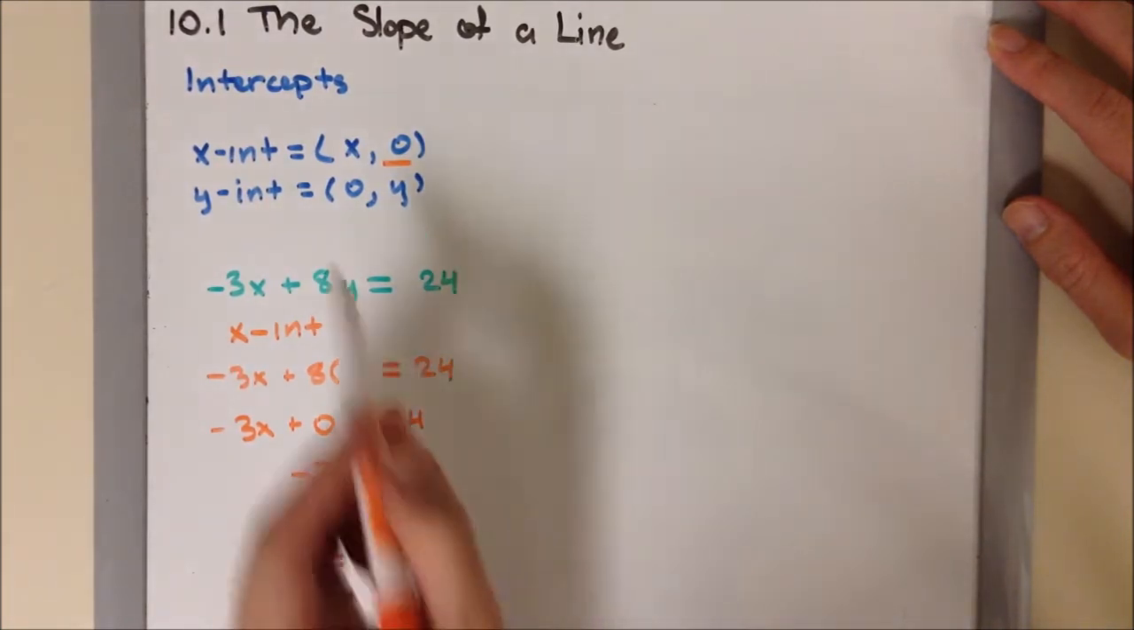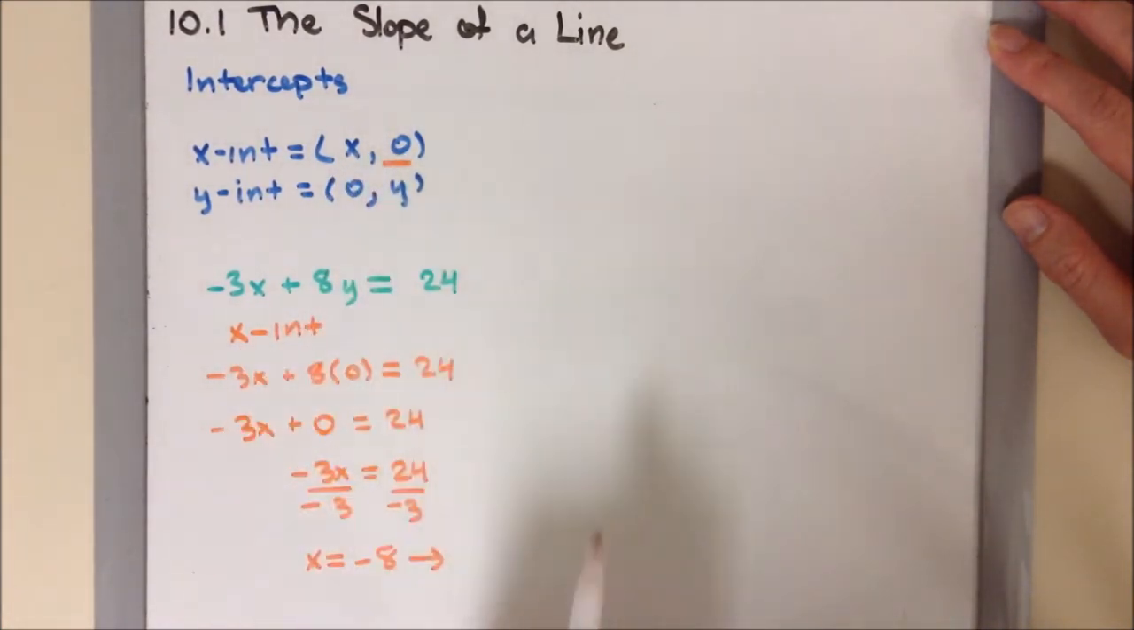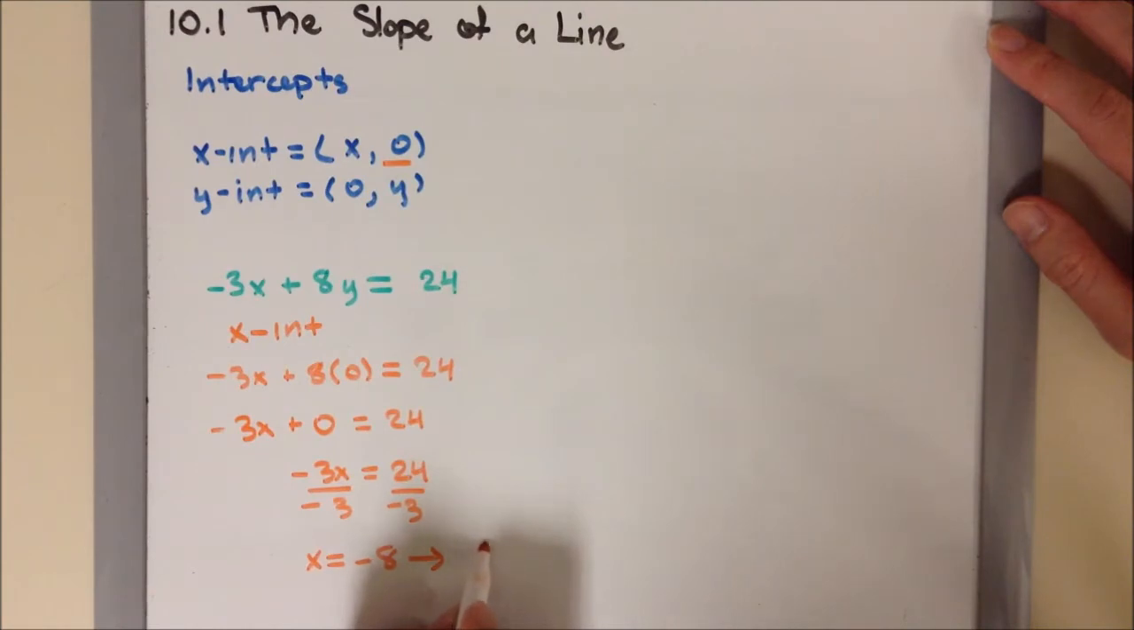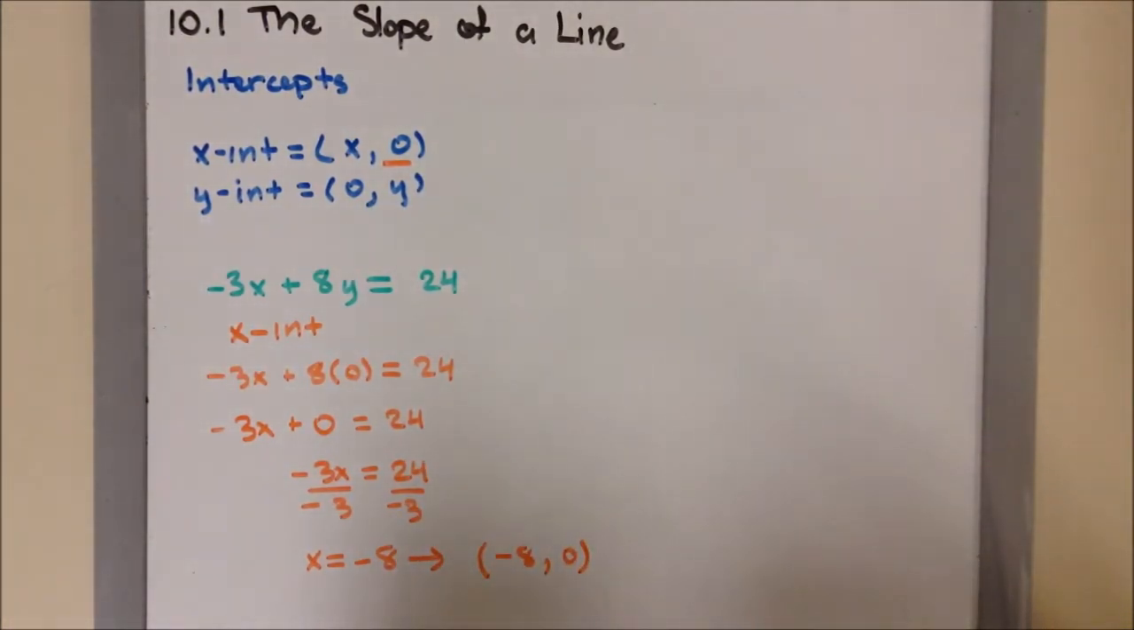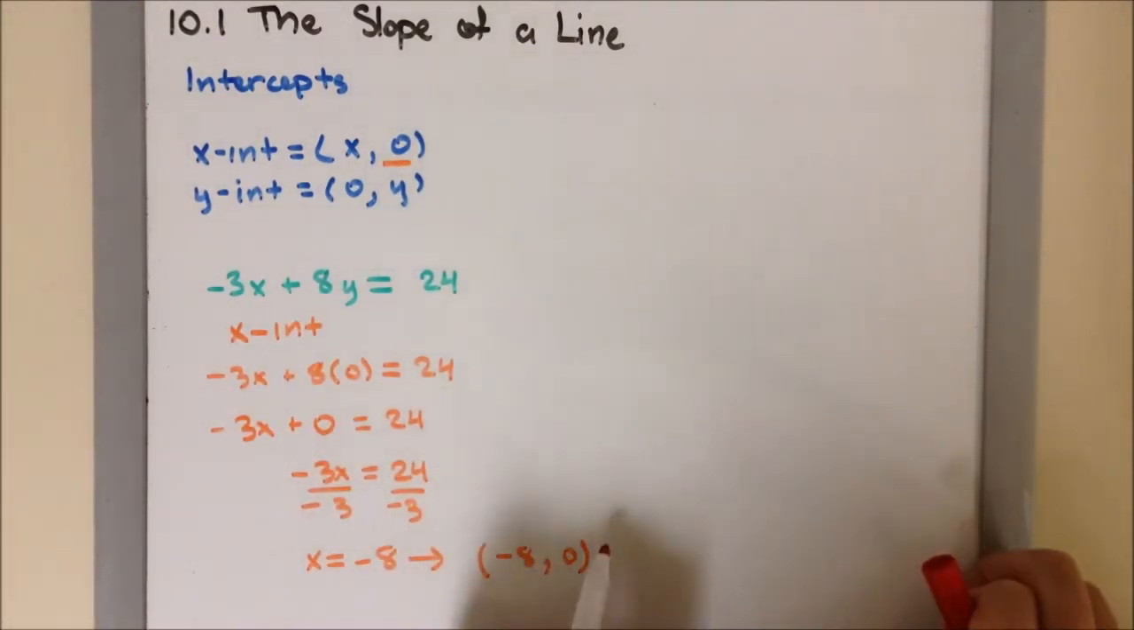I'm going to write it as a coordinate point, same format as this. So it will be my x value, which is negative 8, comma 0, in parentheses. And let me box that up.